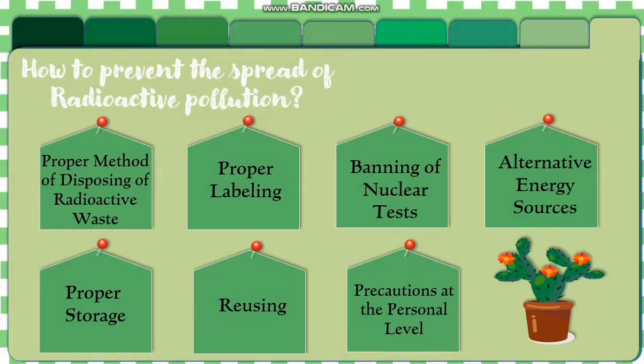Last is precaution at the personal level. Kapag ang bahay niyo ay malapit sa nuclear power plant, it is recommended to check the level of radon gas sa inyong bahay, or mas mabuti na i-remove na lang ito. And of course, yung mga workers na gumagamit ng radioactive materials ay nasa sobrang delikado din. They need protective measures to keep away from radioactive contamination.